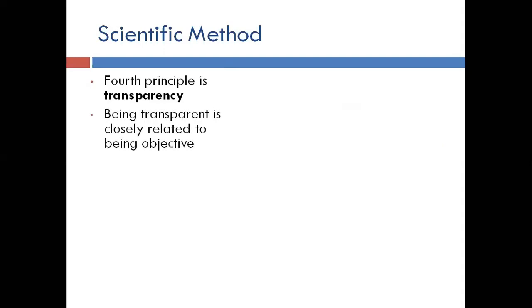The fourth principle is transparency. Being transparent is a primary requisite for a scientific method, and being transparent is actually synonymous with being objective. If you are not transparent in your result, in your writing, in your experiment, then you are not objective. So transparency means that anyone should be able to replicate your results.